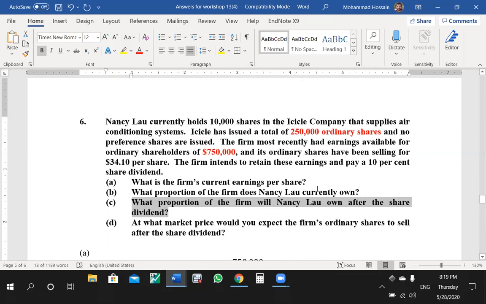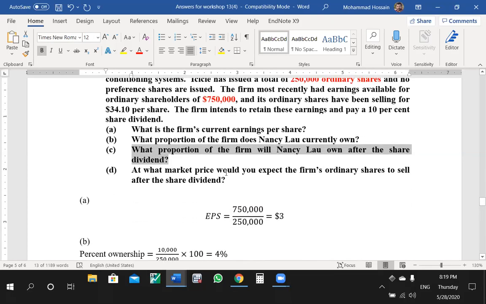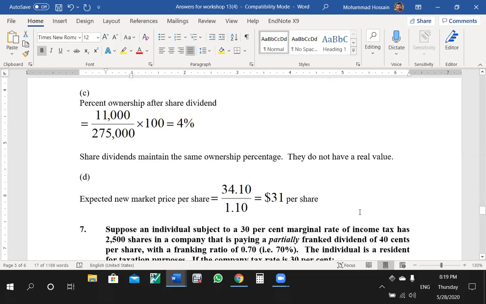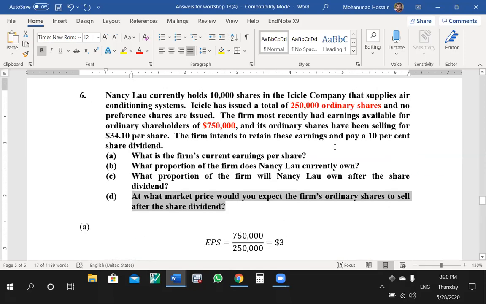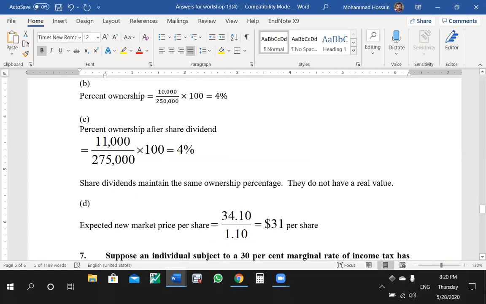And this is a 10% share dividend. At what market price would you expect the Nancy Lau share to sell after the share dividend? So they are going to give a dividend. Expected new market price per share, MPA is market price per share: current market price plus how much extra they are going to pay. They said here, the firm intends to retain these earnings and pay a 10% share dividend. So 10% will be added up.